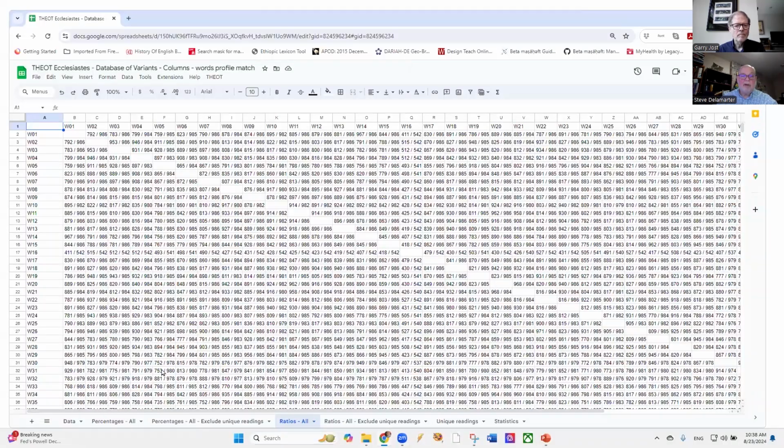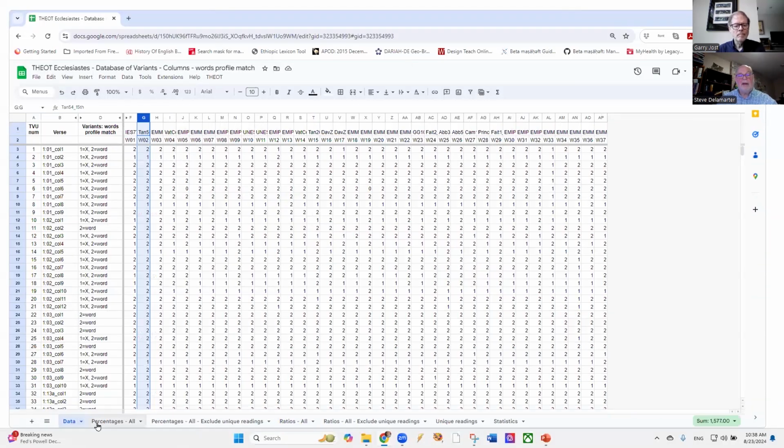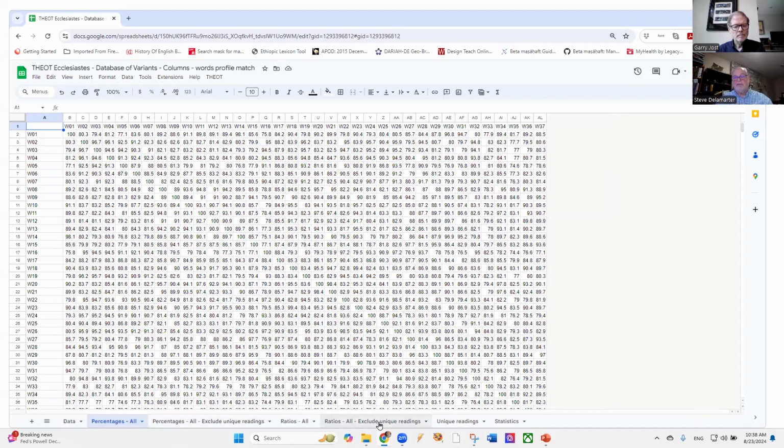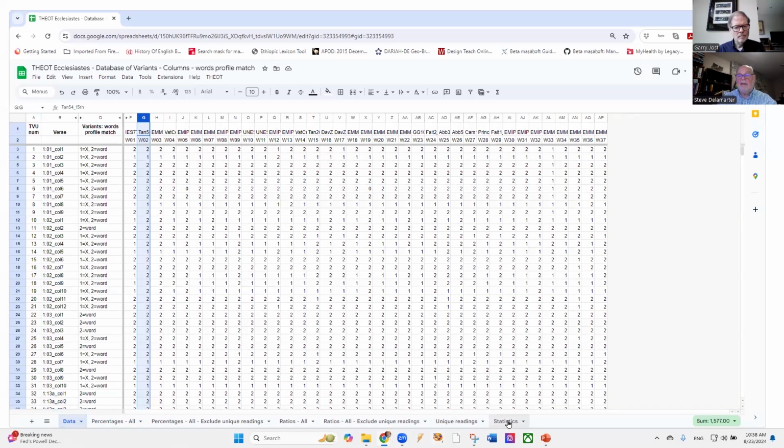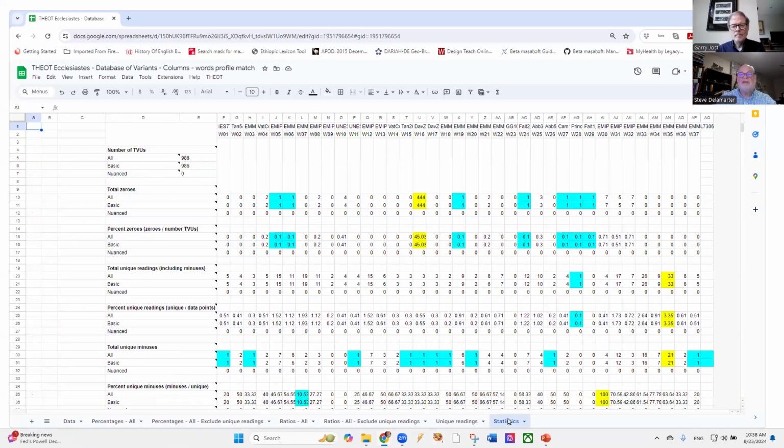Immediately upon producing this data tab, actually in the same process, the percentages tabs and the ratios are all produced. And then with another couple of scripts, we can produce two reports very quickly off of this data tab. The most important one, the one we use most consistently, is the statistics tab. Once again, we have all the manuscripts represented here.